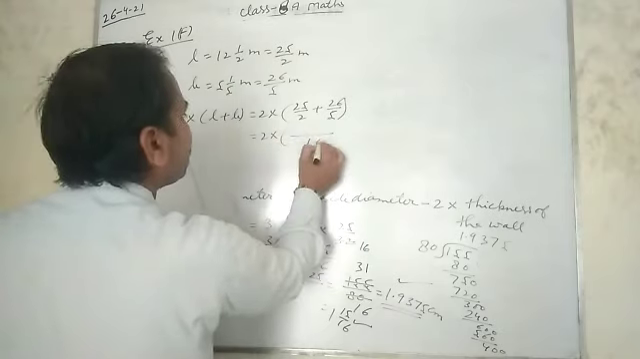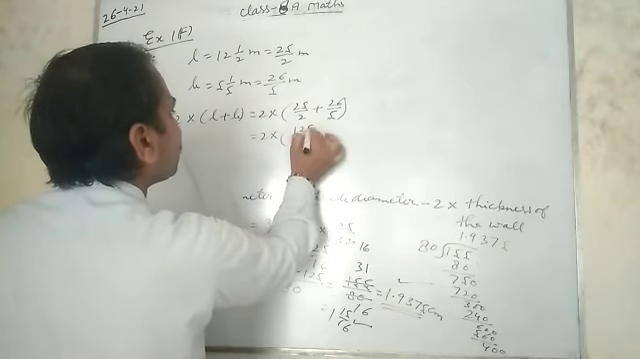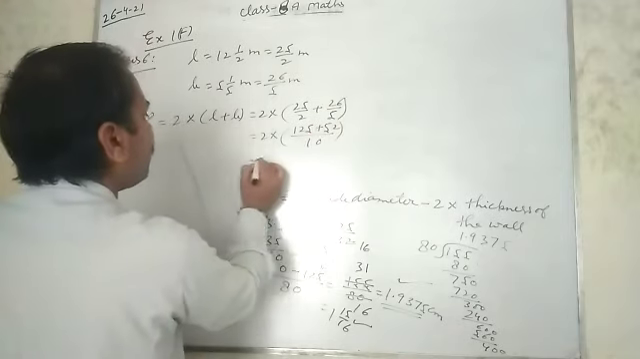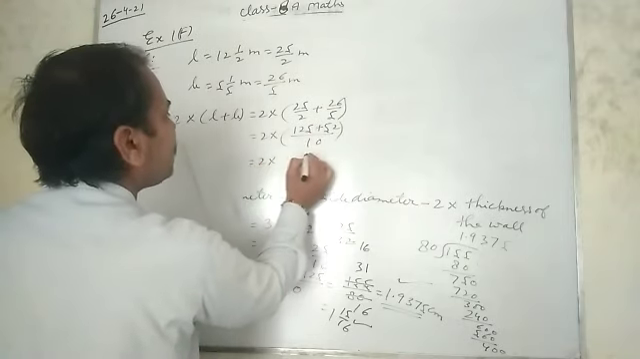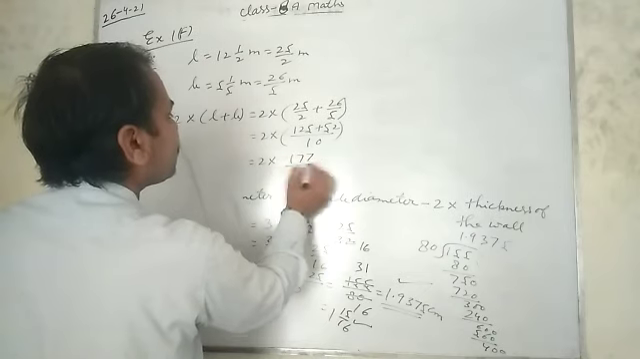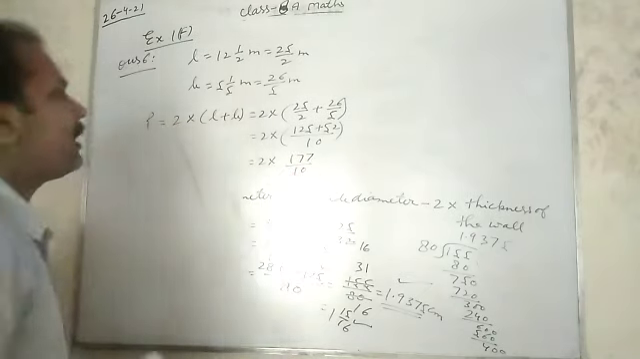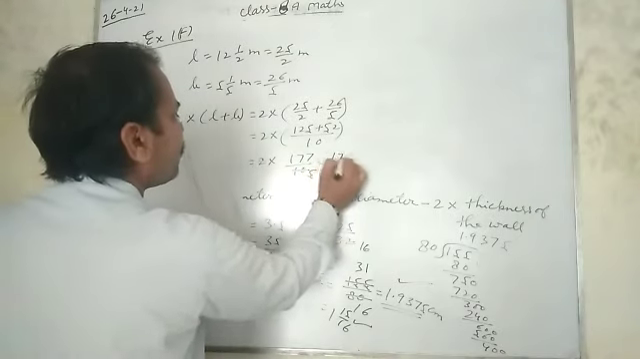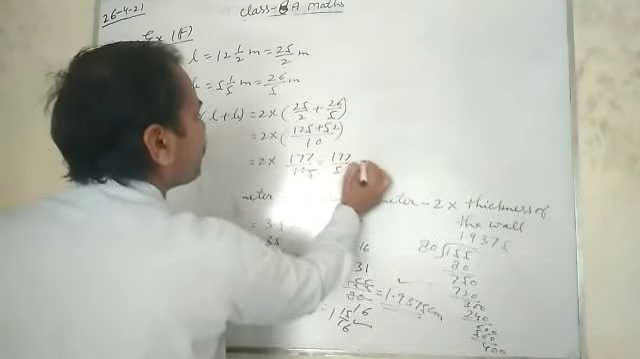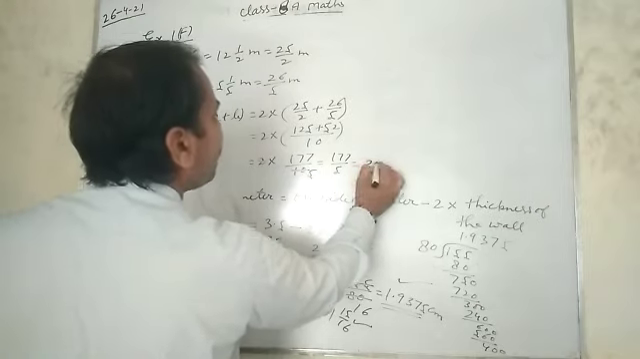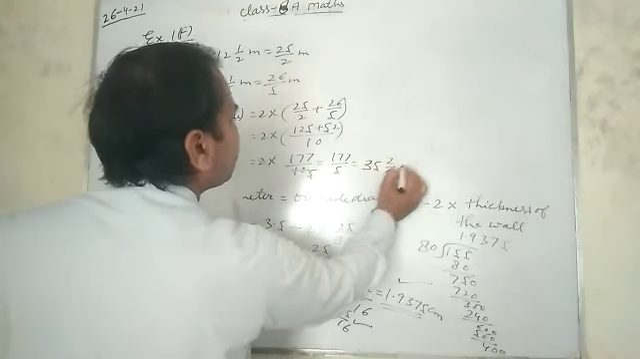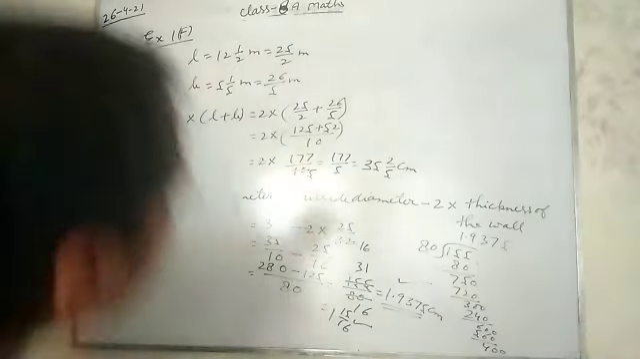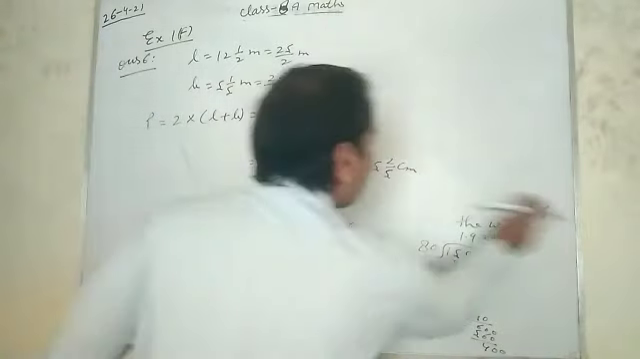Take LCM. 10 twos... 5 are 10, so 125, plus 5 twos are 10, so 52. So 2 into, add it. So 177 upon 10. Then divide by 2, and by 5, so 35 2 by 5 meter. This will be the perimeter of land. Okay.